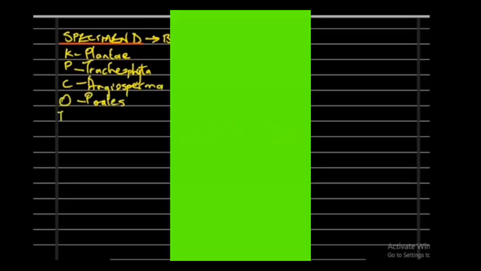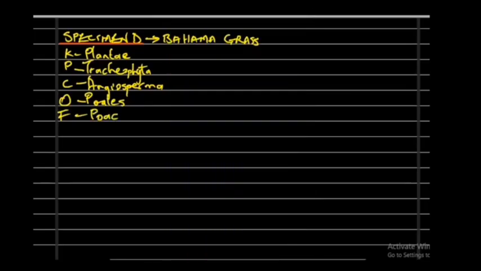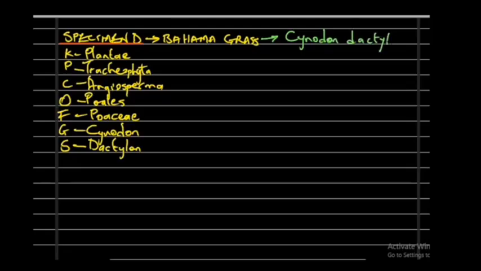The family, Poaceae. The genus, we have it to be Cynodon, and then the species is dactylon. So that means its scientific name is going to be written as Cynodon dactylon. That is the scientific name of this particular crop.